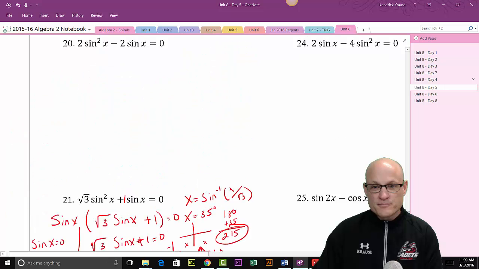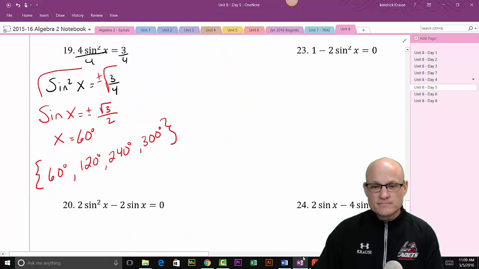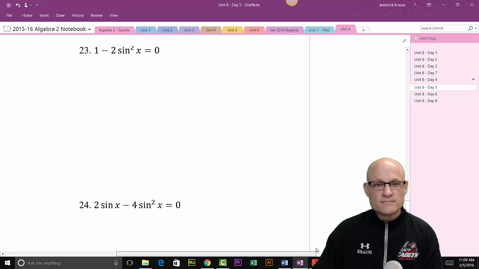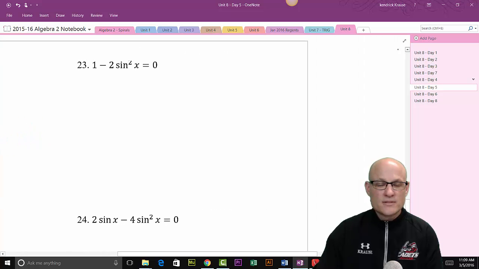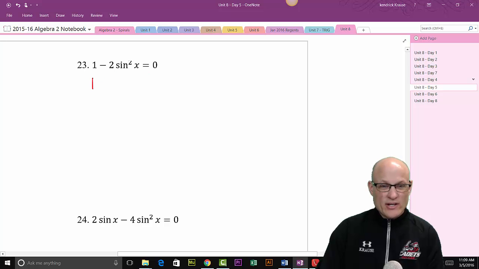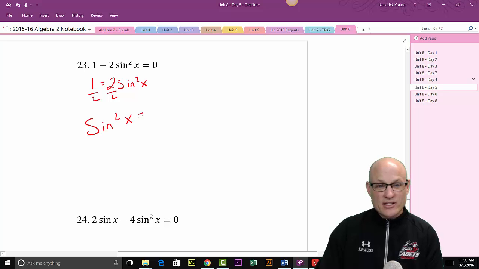All right, we've got 2 left. What I would do is bring the sine x over. It's negative, so I make it a positive. Sine squared x. Divide by 2. So I really have sine squared x equals a half. Take the square root, and anytime you take the square root, you put a plus or minus. So sine of x is equal to plus or minus 1 over radical 2, which is really plus or minus radical 2 over 2 when you rationalize this.